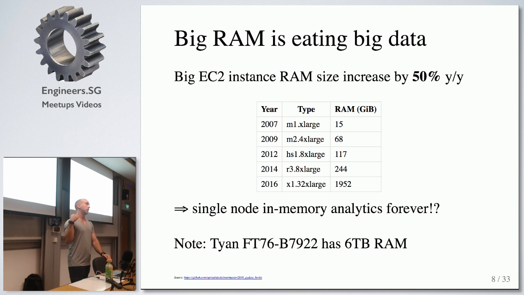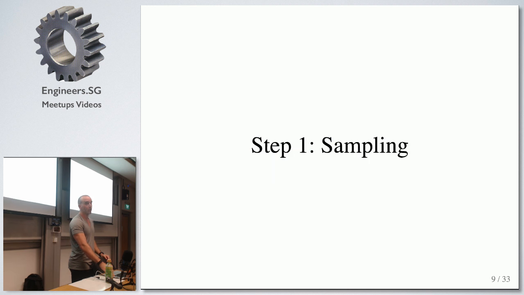And I put this note on here because I think it's cool. There's actually a new system available that you can put 6 terabytes of memory in. 6 terabytes of RAM. That's a lot. When I looked at the case and all the RAM slots, the case is mostly RAM slots. It's insane. So even if you use EC2, you're getting like 50% year-on-year increases in RAM size, which is more than 20%. So clearly one option is just add more RAM.